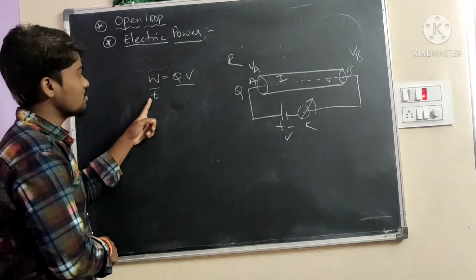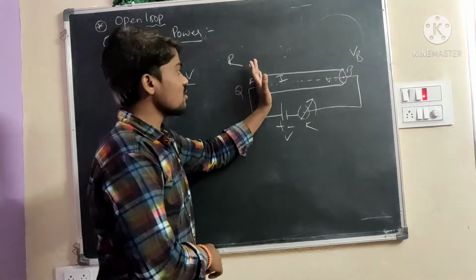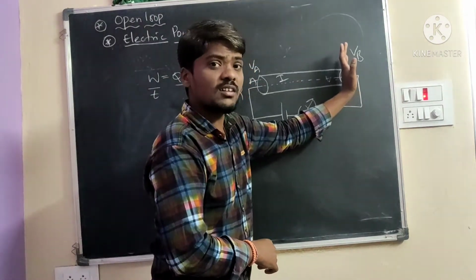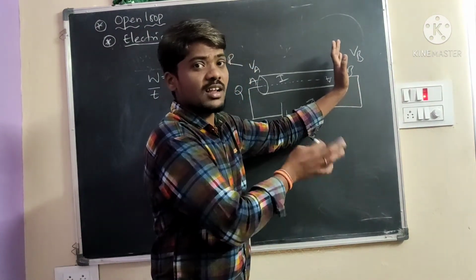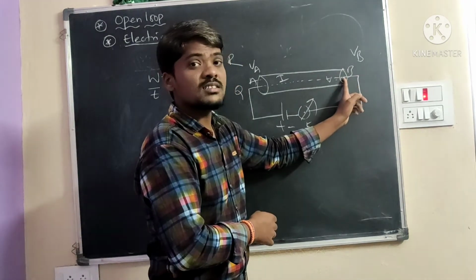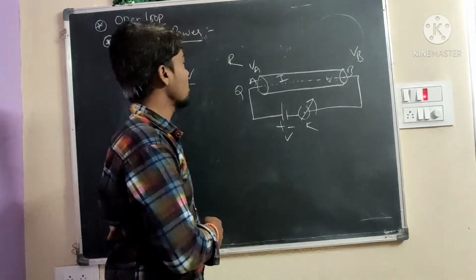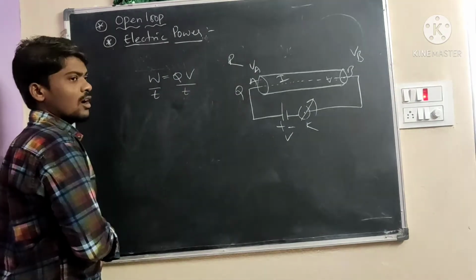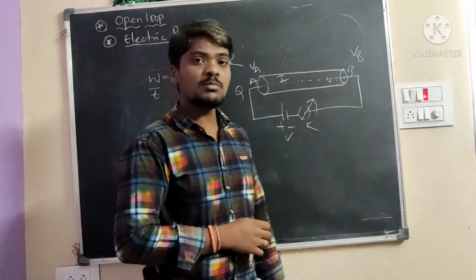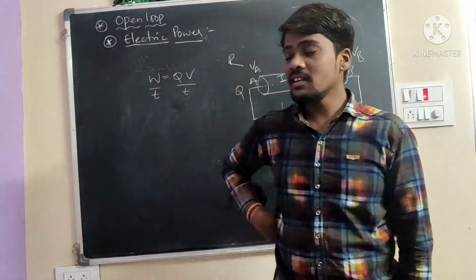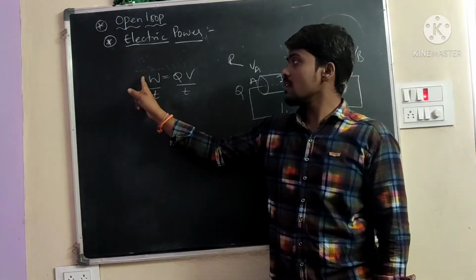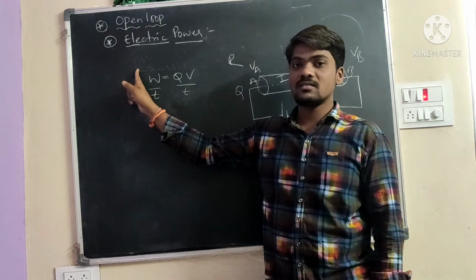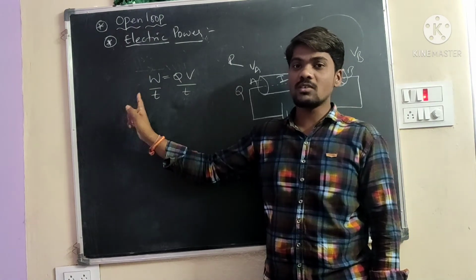Work done by time. Here also charges are moving from one end to another, so we take the energy loss as well. Work done means energy loss, taken in 1 second or unit second, means work done by time, or QV by T. According to the science definition, what is meant by power? Power is the rate of work done, work done by time, is called power.